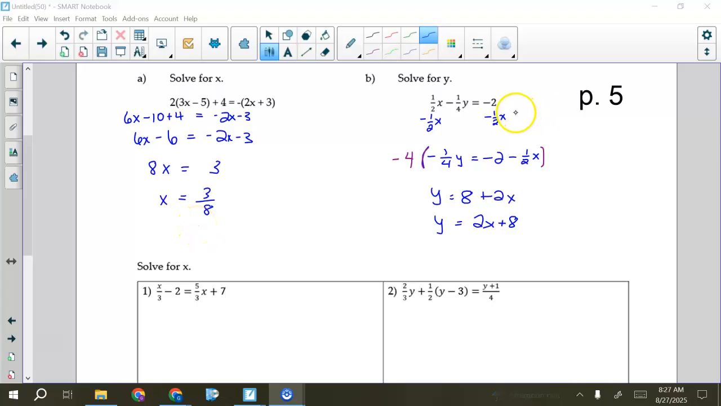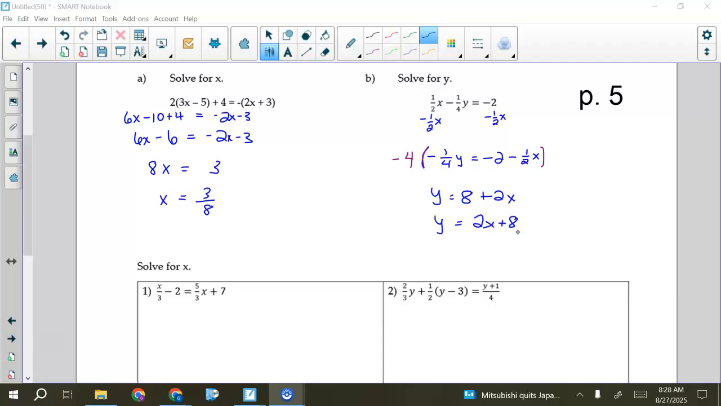For part B here, we had to get y isolated. Once you get negative 1/4 y, you can multiply by that reciprocal 4, but you also want to multiply by a negative so that you're left with just y. And then finally, I rewrote it so that it was in slope-intercept form.